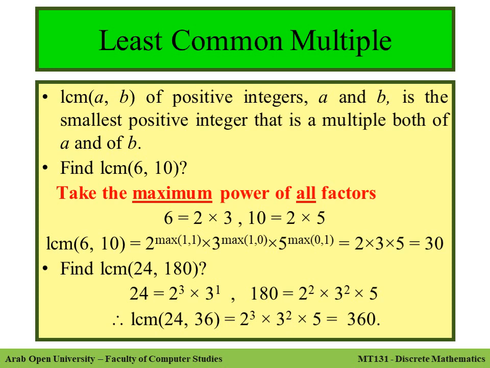Here is another example. Find the LCM, the least common multiple of 24 and 180. Start by writing the prime factorization. 24 is 2 to the power 3 times 3. 180 is 2 squared times 3 squared times 5. Now take the maximum power of all factors. With the 2, you need to take 2 to the power 3. With the 3, take 3 squared, and also take the 5. The product of these three numbers will equal 360. 360 is the least common multiple of 24 and 180.